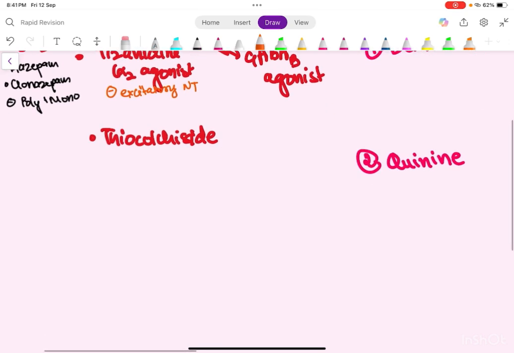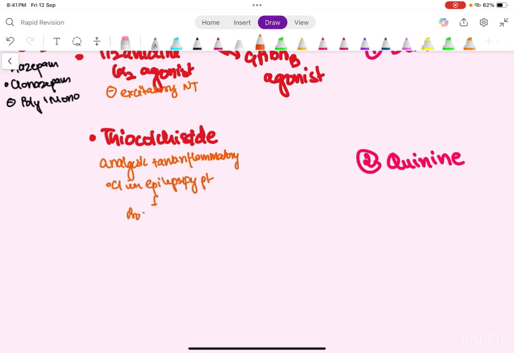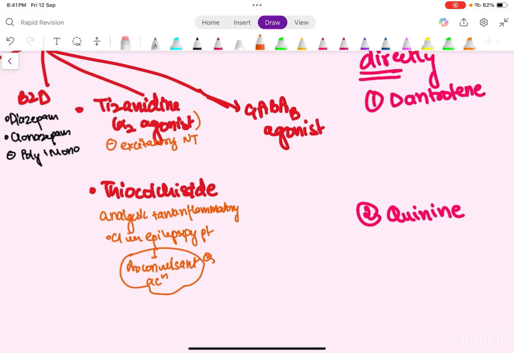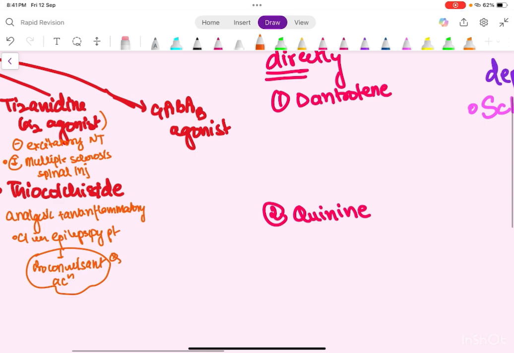Now in thiocolchicoside you have to remember that it has an analgesic and an anti-inflammatory action, and it is contraindicated in epilepsy patients. Why? Because it has a pro-convulsant action. This is the question that comes: which of the skeletal muscle relaxants has a pro-convulsant action and is contraindicated in epileptic patients? So that is thiocolchicoside. Then for tizanidine, the alpha 2 agonist, there's this point that it can be used for patients of multiple sclerosis and of spinal injury.